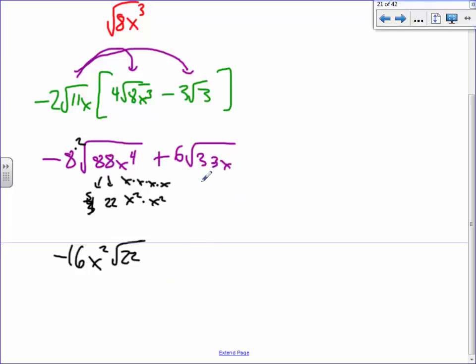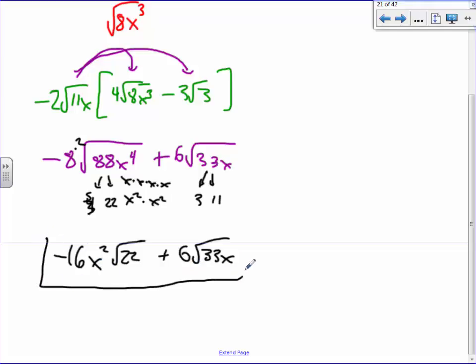Right here, though, for this next guy, the 33, the only thing it breaks into is 3 and 11. They're both prime, so nothing is going to happen there. So it's just going to have to stay where it was. And these things are not like terms for so many reasons. For one, the 22 and the 33 are different. This one has an x under a square root sign. This one doesn't. This one has x's outside the square root sign. This one doesn't. So this would be our final answer.